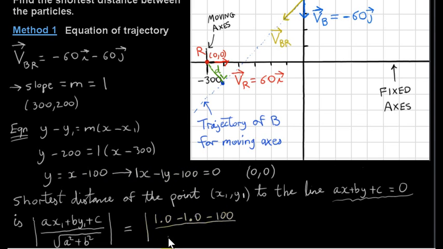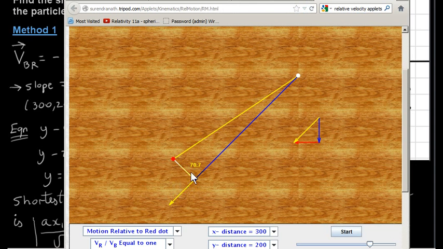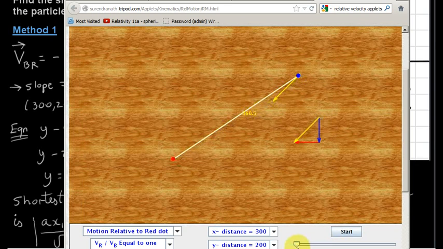Okay, we divide this by the square root of a squared plus b squared, where a is 1 and b is minus 1. Well, minus 1 squared is the same as plus 1 squared. So we want the magnitude of minus 100 divided by the square root of 2. So these vertical lines mean we're getting the magnitude of this quantity. The magnitude of any quantity is positive. So we just make this positive. To 2 decimal places we get 70.71 meters. So that's what we saw in the animation. Let's just run this again.